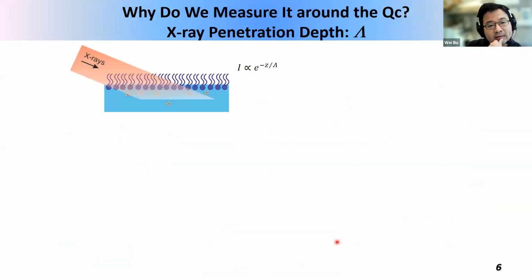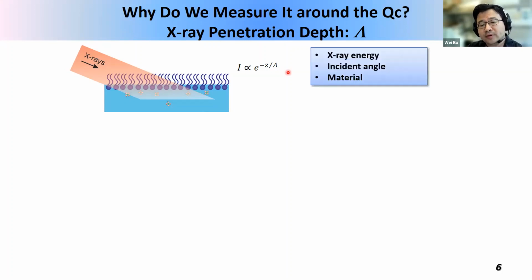Okay, so now we can talk about the third question. Why do I want to do that around the critical angle QC? Before we talk about that, we need to mention the X-ray penetration depth, and Mark already mentioned that yesterday. X-ray intensity decays when it penetrates deep into the surface. It's proportional to this exponential decay, e to the minus z over lambda. Lambda is the X-ray penetration depth.